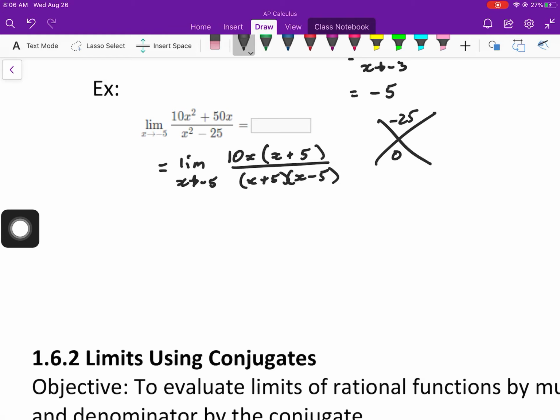Or you can also think what multiplies to -25 and adds to 0. Since there's no x value in there, there's no b, right? We can say b is 0. And that would be 5 and -5. So just kind of remember that. You should have gone over that in the past. Anyways, canceling out.